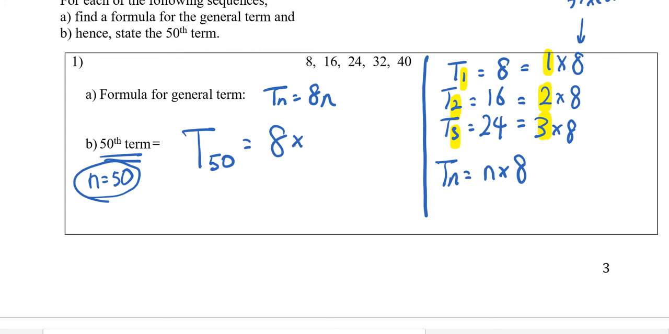Stand. Tn is equal to 8n. T50 is equal to 8 times 50. What? You said 1. Really? Can I understand? Now, can I pause the video now and you try 2, 3, 4 and so on?